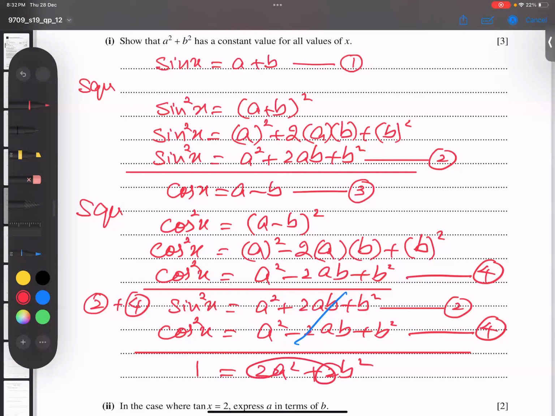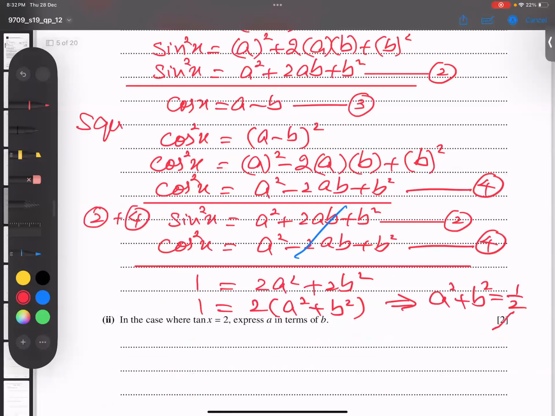Now this 2 is common from here, I get this kind of thing. And afterwards, what to do, students? This 2 will divide under it. And finally, I get a square plus b square equals 1 over 2, which is constant, so it is proved, Alhamdulillah Rabbil Alameen.